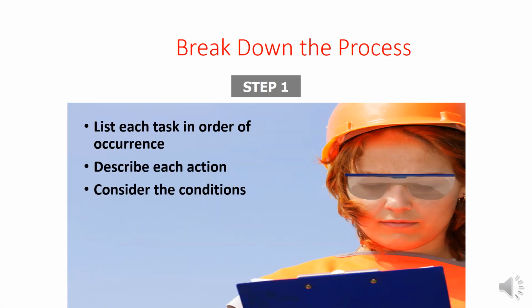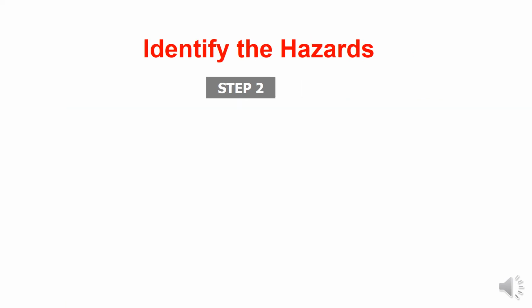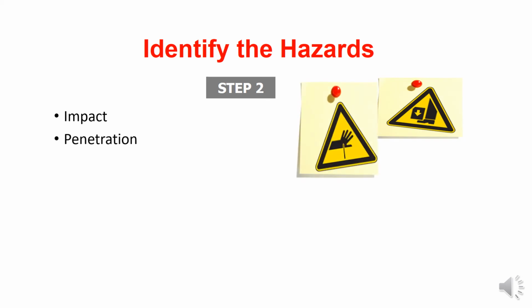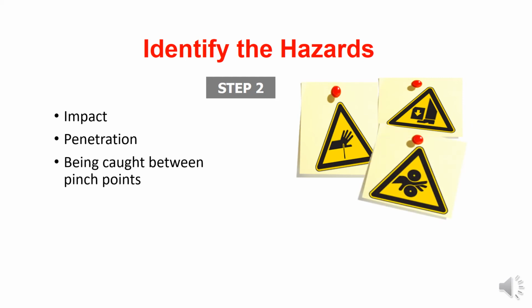I still recollect. First, list out each order of your task. Describe each of your actions. Consider those conditions under which actions have been undertaken. Think about the issues. We identify that step number two creates an impact. The penetration out there. Look at the impact, the penetration, and the snapshot that has been mentioned in front of you. Being caught between is another point that needs to be remembered.